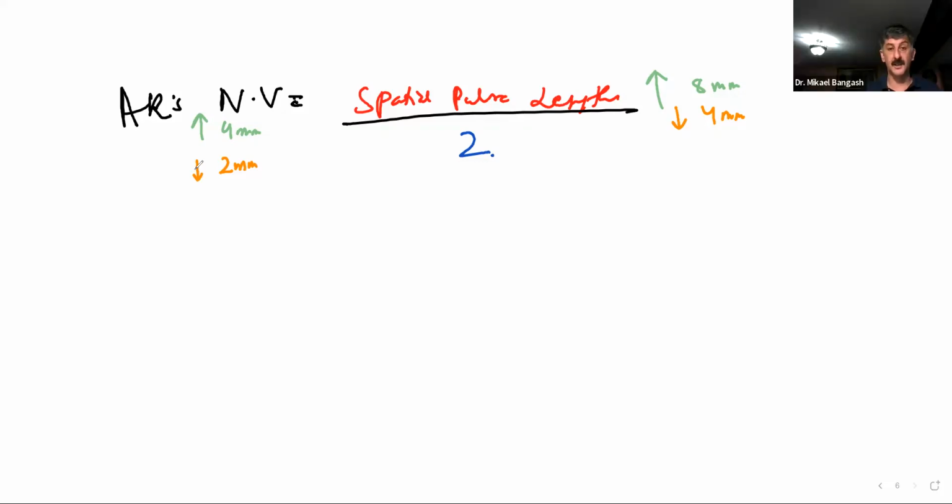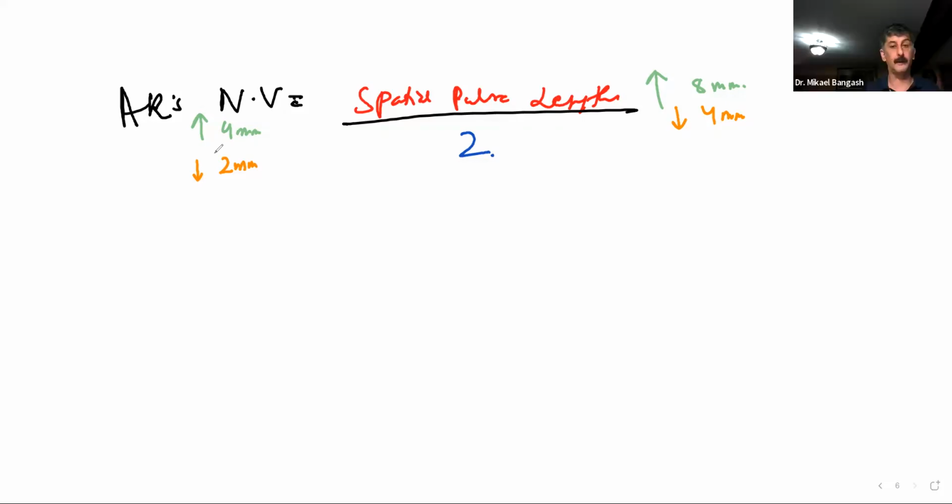Right, so you can say, longer pulse, greater numerical value of the axial resolution, right? Shorter pulse, lower numerical value for your axial resolution. Did that make sense?